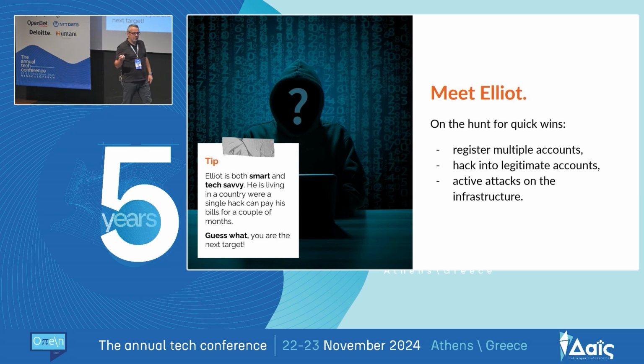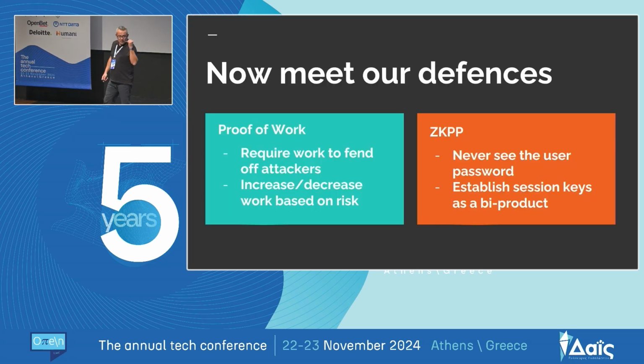Is Elliot unstoppable? No. Everything is a risk factor. You have to account for the risk and calculate the risk that you are willing to take, and then adjust accordingly. And the solutions that I propose, proof of work and zero-knowledge password proof, give us a lot of security. They allow us to do things that by default are not there, and without that much effort. So let's go first with proof of work.